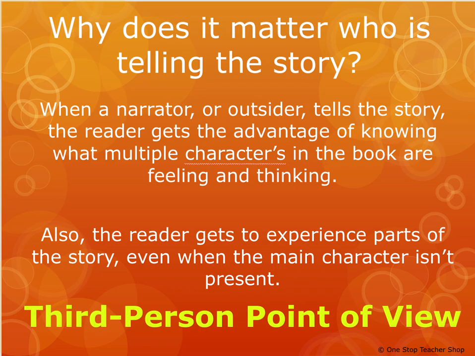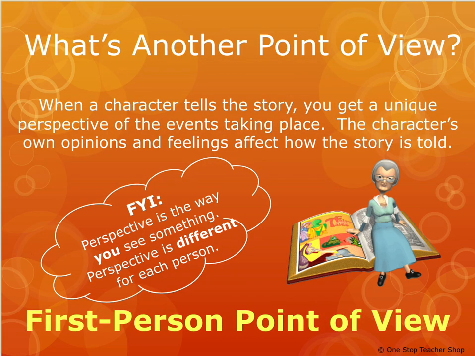And those 2 types: there was third person limited. Limited means that the narrator is limited to just one character, where third person omniscient means that they are unlimited, right? They can know the thoughts and feelings of all the characters.